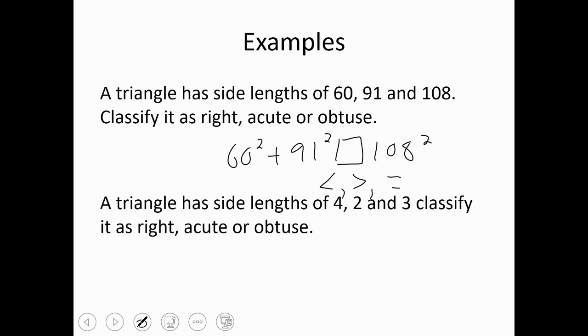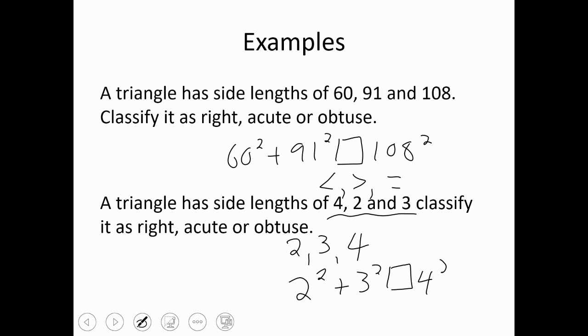I won't talk through the details of the second one with side lengths 4, 2, and 3. Just do know that before we apply our test, we must write our lengths in order. And then we use those quantities in that order, right? And we ask, what is the relationship of 2 squared plus 3 squared to 4 squared? That is what goes in the box. Is it less than, greater than, or equal to? And once we know what goes in the box, we can make our decision about what kind of triangle this is.